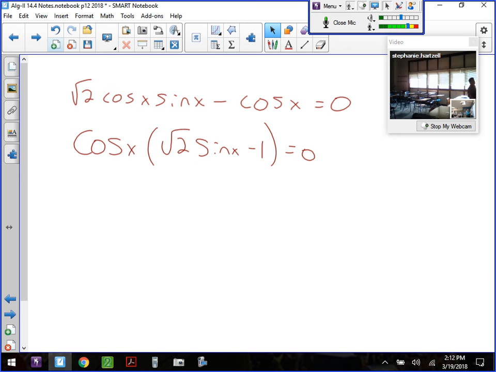Anyway, so you get cosine. What angle has a cosine of 0? And then what angle has a sine of 1 over root 2? Is it okay that I skipped that step? Yeah. Nothing wrong with it.